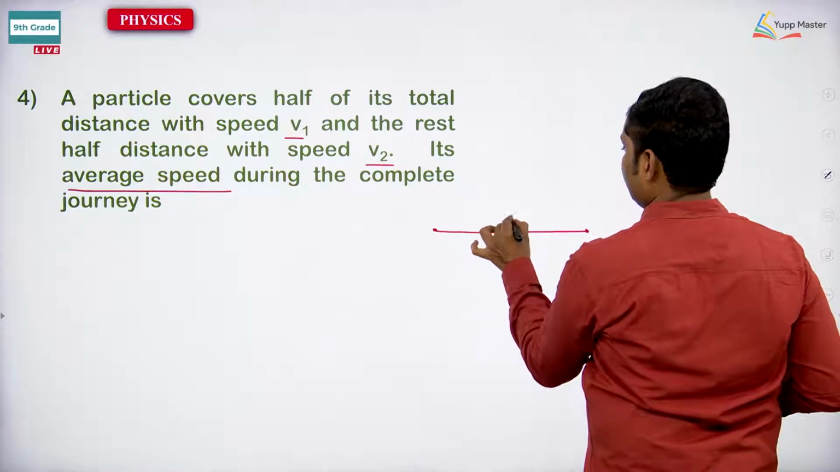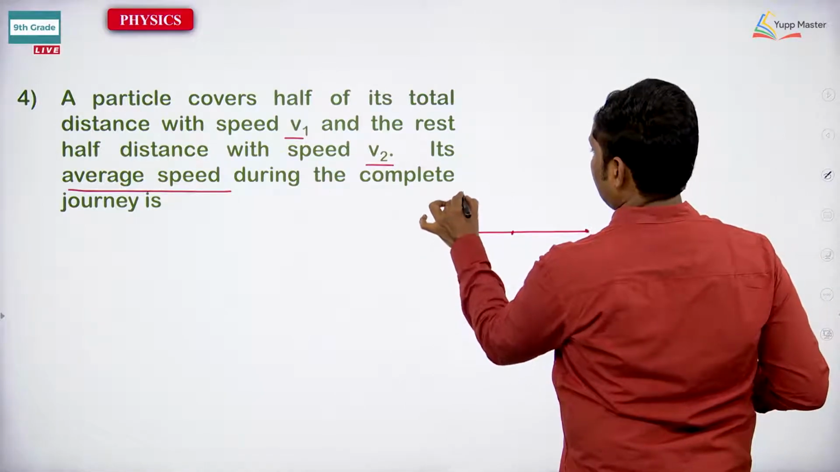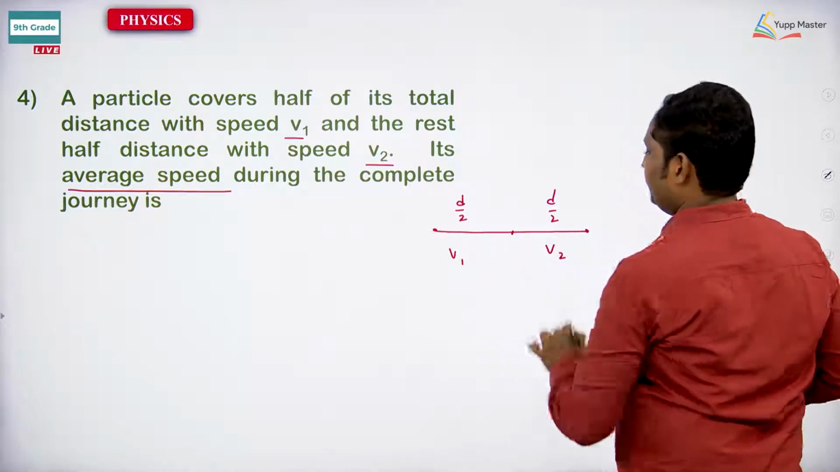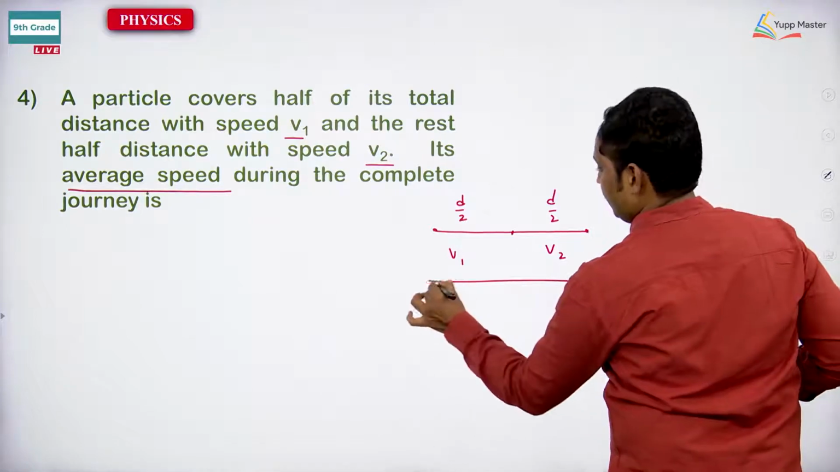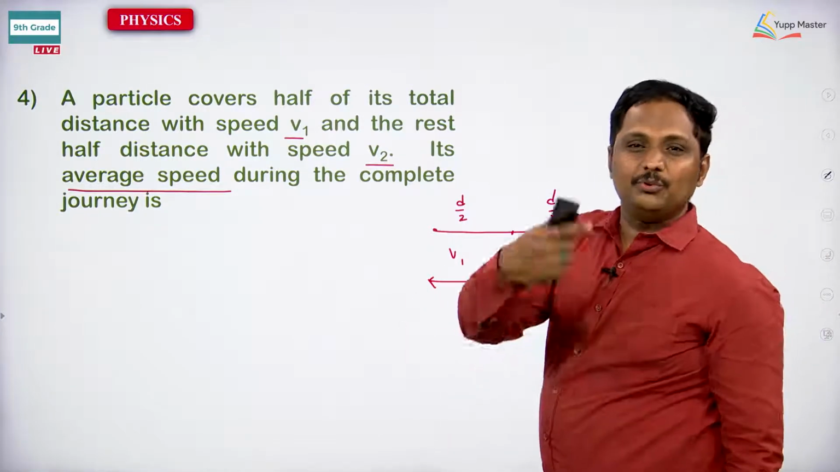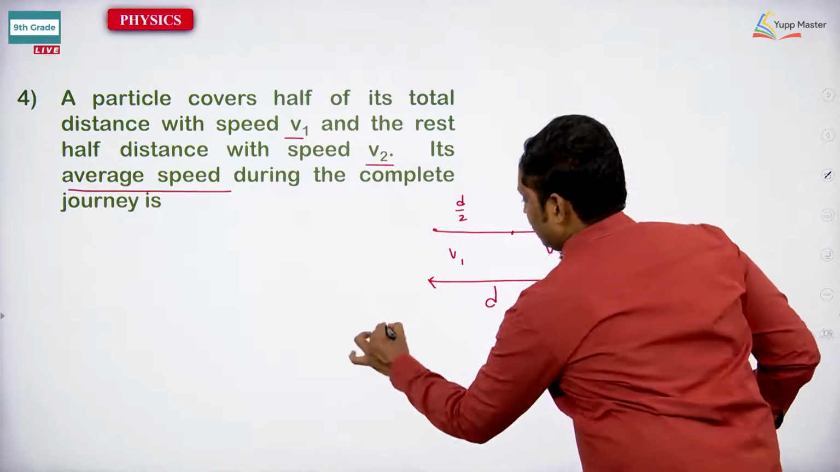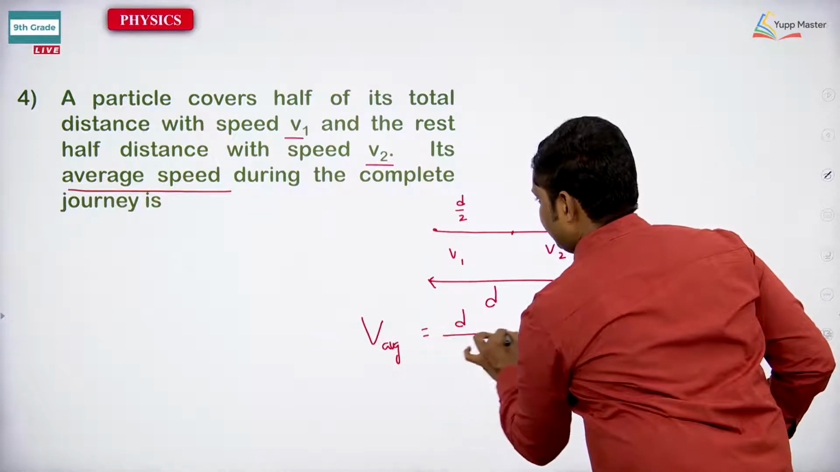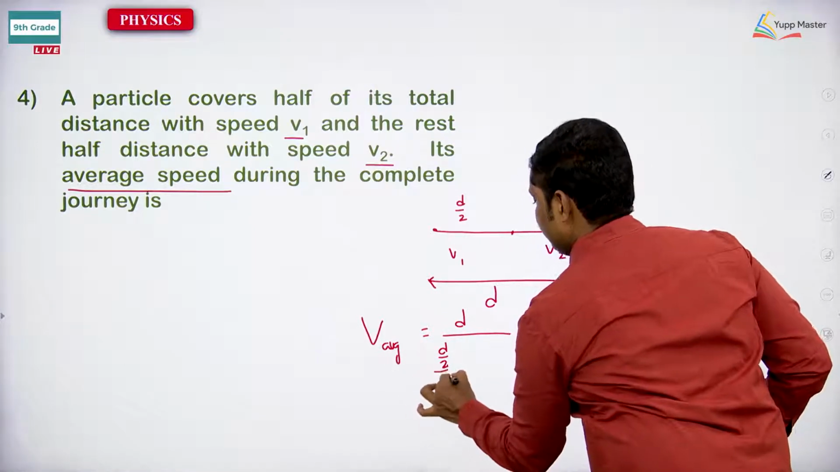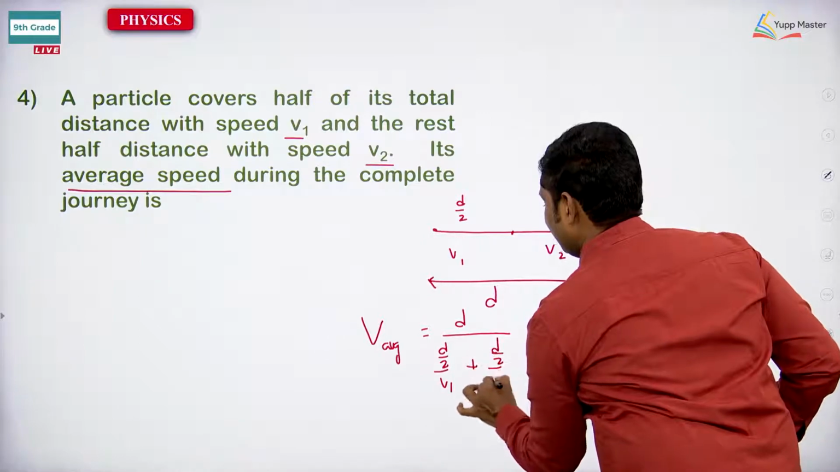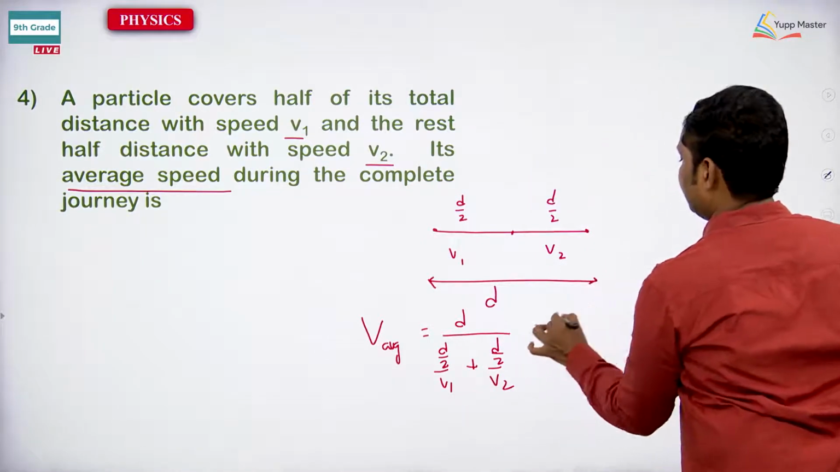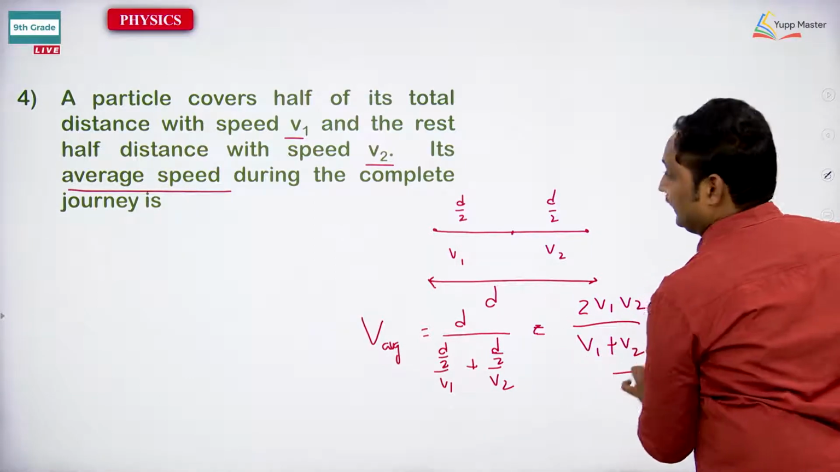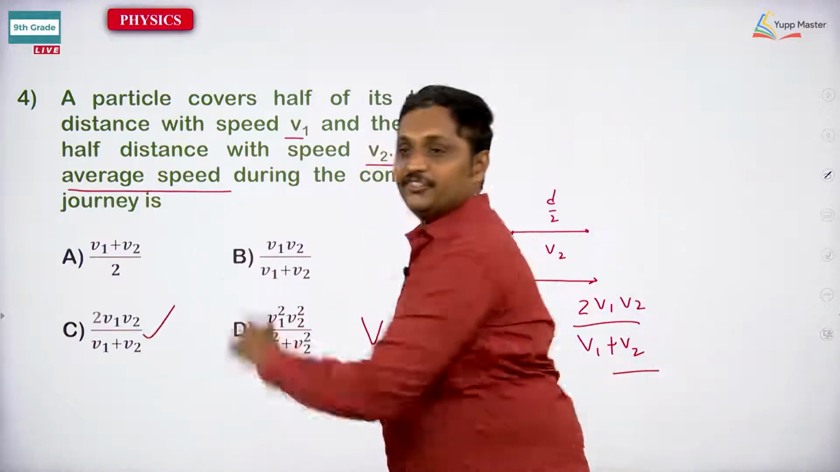Half of the journey is d by 2 with v1 and d by 2 with v2. So, the total distance is going to be d. In this case, v average is equal to total distance by d by 2 with v1 plus d by 2 with v2. So, finally, you will get 2 v1 v2 by v1 plus v2. Let us see the answer. So, this is going to be the answer.